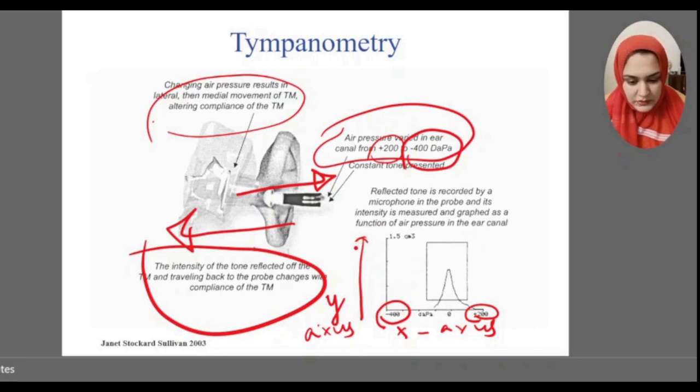As you can see, the compliance of the TM is maximum when there is no negative pressure and no positive pressure. This is the compliance peak. It is formed at 0 daPa. This reflected tone is recorded by a microphone in the probe and its intensity is measured and graphed as a function of the air pressure in the ear canal.